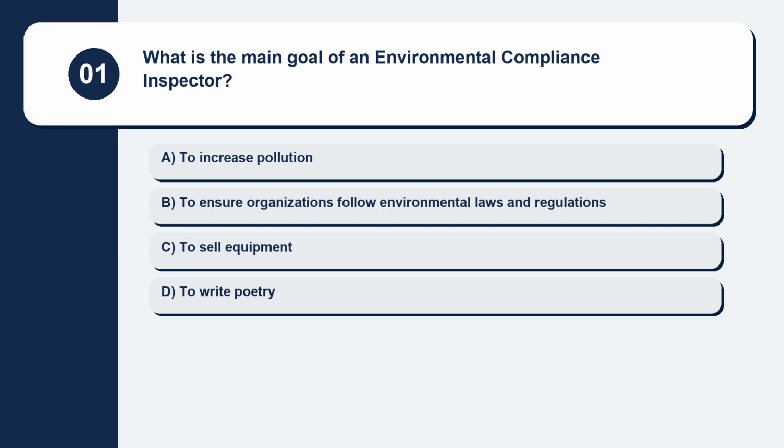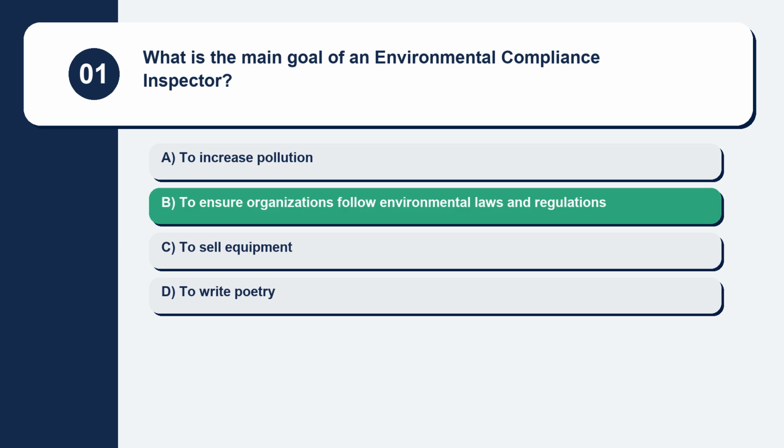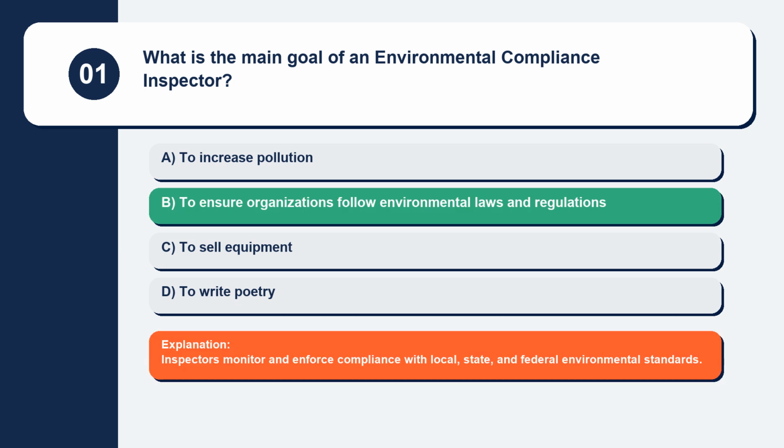Question 1. What is the main goal of an environmental compliance inspector? To increase pollution. To ensure organizations follow environmental laws and regulations. To sell equipment. To write poetry. Inspectors monitor and enforce compliance with local, state, and federal environmental standards.